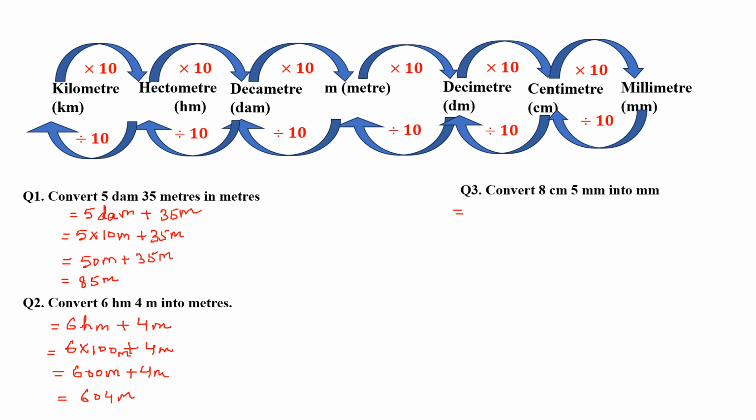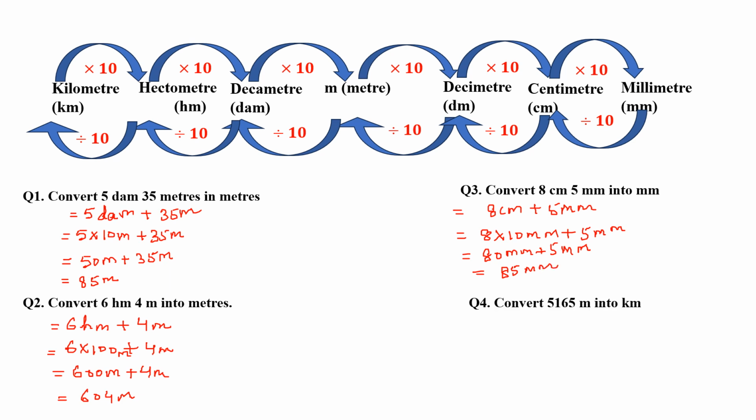So here you can write it as 8 centimeter plus 5 millimeter, and you have to convert this into millimeter. So your centimeter, if you can see, it is here. Now to convert centimeter to millimeter, you have to multiply it by 10. So it will become 8 into 10 millimeter plus 5 millimeter. Now 8 into 10 is 80 millimeter plus 5, and this will give you 85 millimeter. Clear?